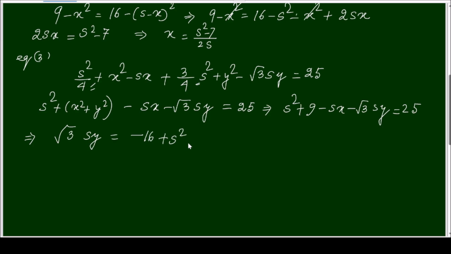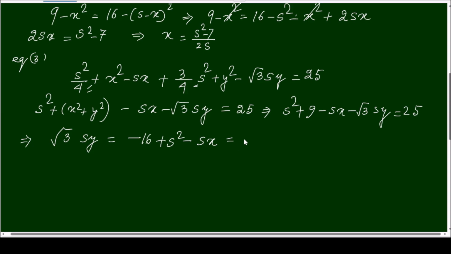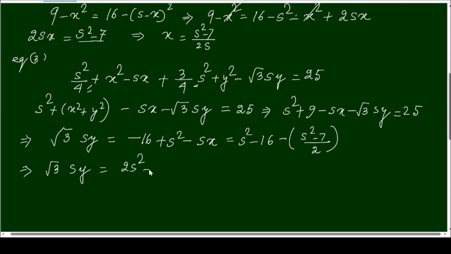Plus s square minus sx. This equals s square minus 16, and here 2sx is s square minus 7, so sx is (s square minus 7) by 2. Let me simplify again. So root 3 sy equals 2s square minus 32 minus s square plus 7 over 2. That is (s square minus 25) over 2.